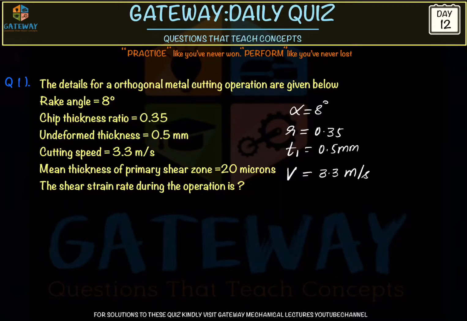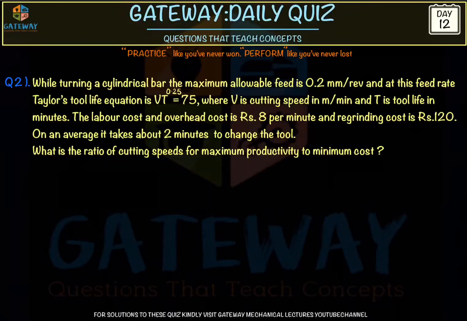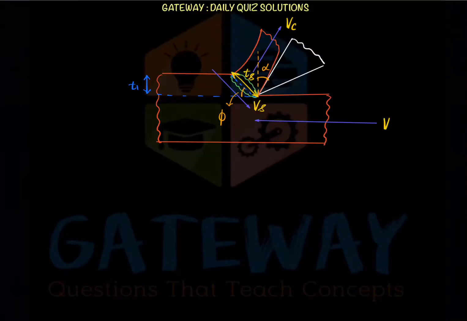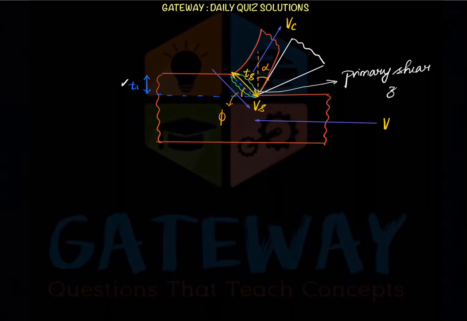The mean thickness of the primary shear zone, what exactly it is, and what exactly the primary shear zone is, we'll see in our next slide. Here we are, general cutting of a workpiece having some thickness, and T1 is the uncut chip thickness or undeformed chip thickness. Here we are seeing the green zone. This green zone is called the primary shear zone, where most of the heat energy goes in, where we do work to break the crystal structure of the basic material.